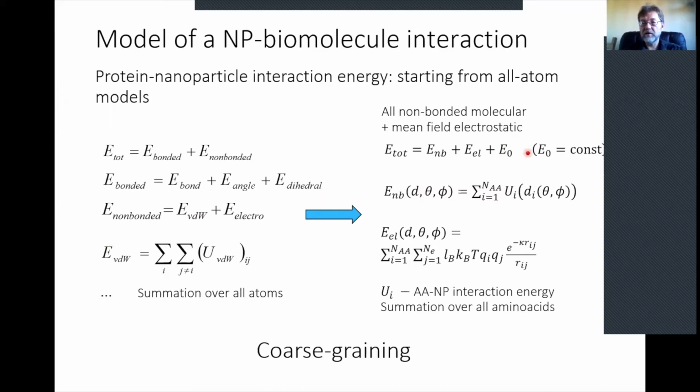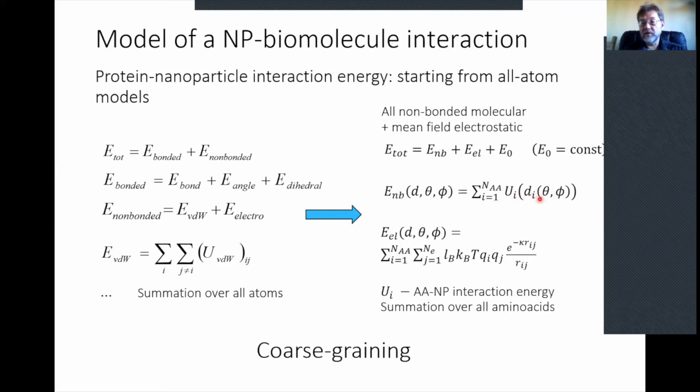Therefore, they contribute a constant energy. We're not interested in those. But what we model is the non-bonded part of energy, like van der Waals interaction, and it includes volume and electrostatic interaction. And for that, we use some approximations already. For electrostatic interactions, it's like the Debye-Huckel model. And then we group all atom energies into the interaction of amino acid with a nanoparticle. So here, the overall interaction of a protein with a nanoparticle will be calculated as a sum of interactions of individual amino acids.